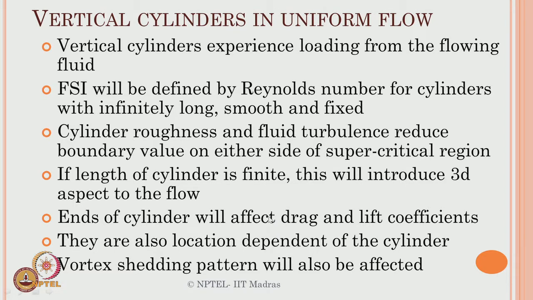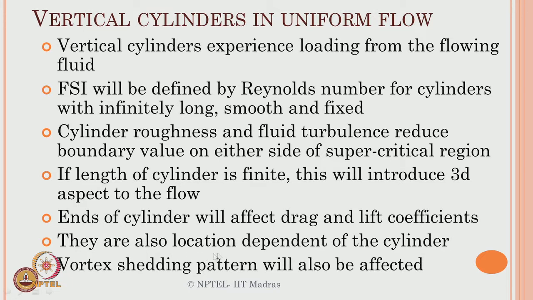Now, let us talk about vertical cylinders in uniform flow. Vertical cylinders experience different kinds of loading from the flowing fluid. Fluid structure interaction will be defined by the Reynolds number for cylinders that are infinitely long, smooth and fixed at the bottom. The cylinder roughness and fluid turbulence reduce the boundary value on either side of the subcritical region. If, of course, the length of the cylinder is finite, this will introduce a 3-dimensional aspect to the flow field. Ends of the cylinder will have a significant effect on the drag and lift coefficients.